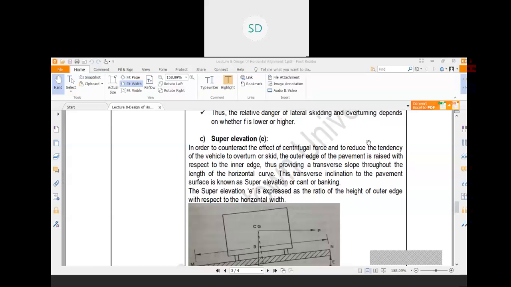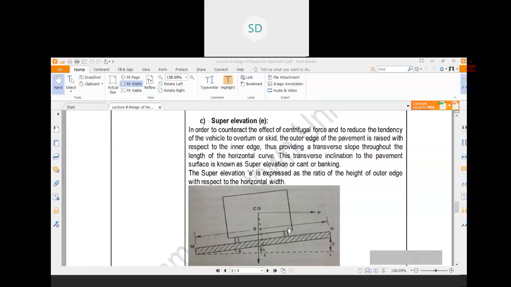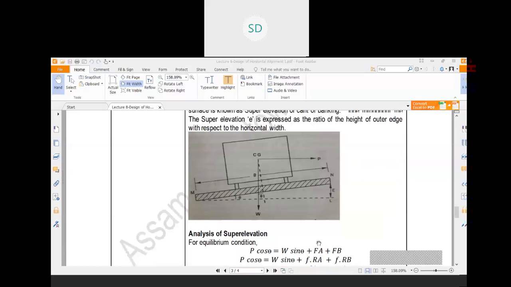Centrifugal force, and to reduce the tendency of the vehicle to overturn and skid, the outer edge of the pavement is raised with respect to the inner edge, thus providing a transverse slope throughout the length of the horizontal curve. Now, this transverse inclination to the pavement surface is known as super elevation.